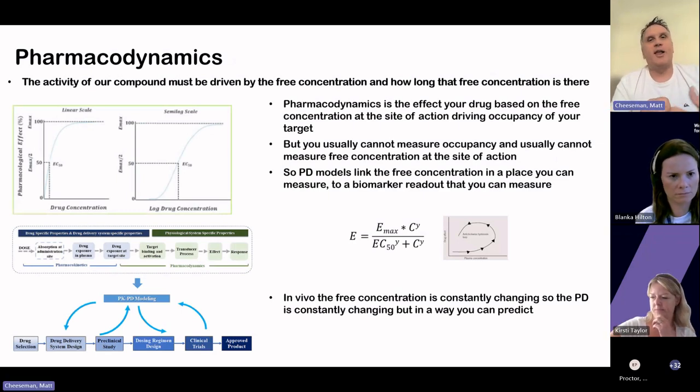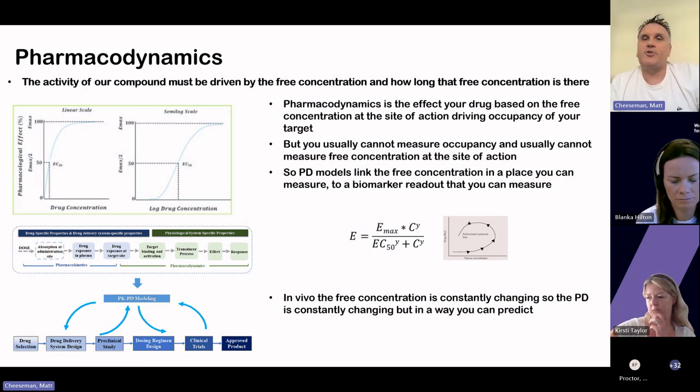That then brings in pharmacodynamics. So pharmacokinetics is what happens to the free concentration of the drug over time. The pharmacodynamics is what happens when it gets there and is around the time. So the activity of any compound must be driven by the free concentration and how long that free concentration is there. And it's the effect of your drug based on that free concentration at the site of action which drives occupancy of your particular target.